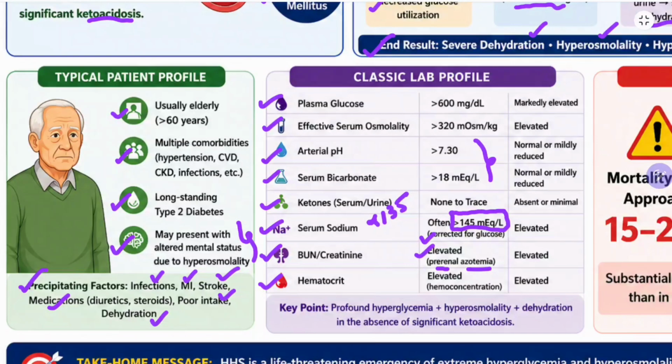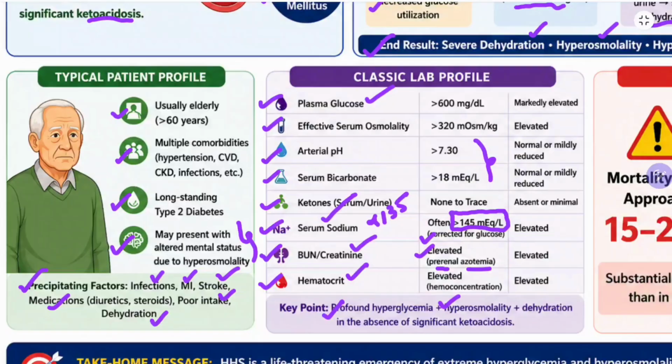Hematocrit is elevated because of hemoconcentration. The sodium concentration is increasing, and there is ischemia to the kidneys, less blood supply to the kidneys. RBC concentration is increased, glucose concentration is increased. Because of this, all these components' concentrations are increasing, there is profound hyperglycemia and hyperosmolality.